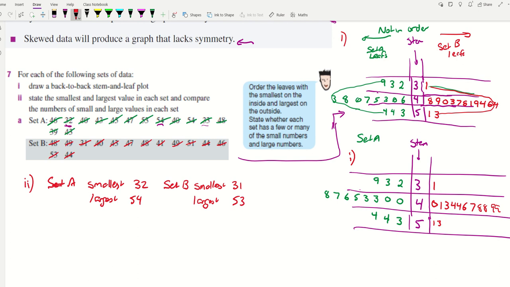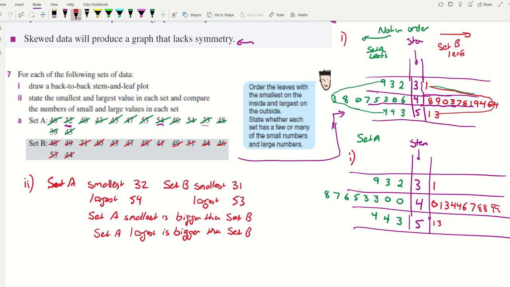State the smallest and largest and compare the numbers of small and large values in each set. All right, so set A, smallest is bigger than set B, and set A, largest is bigger, or 1 bigger, depending on what we want to write, than set B.